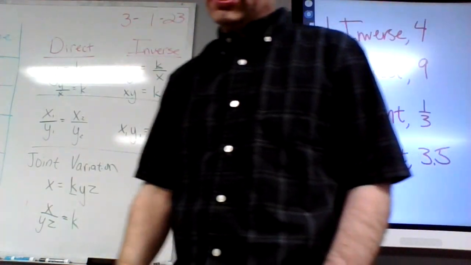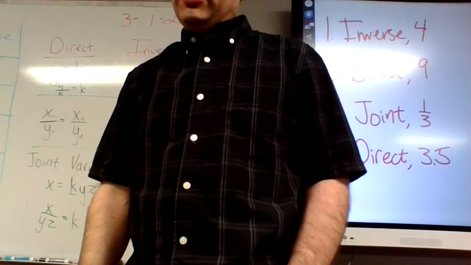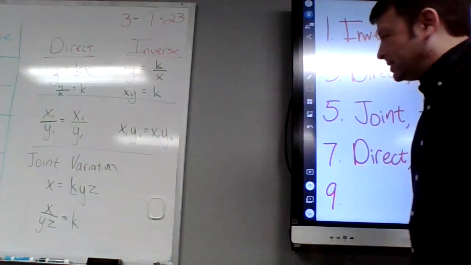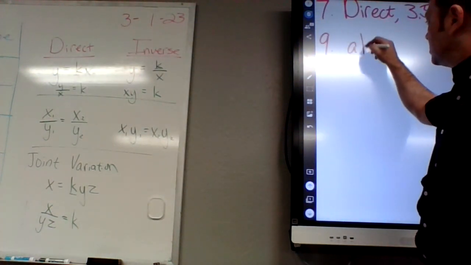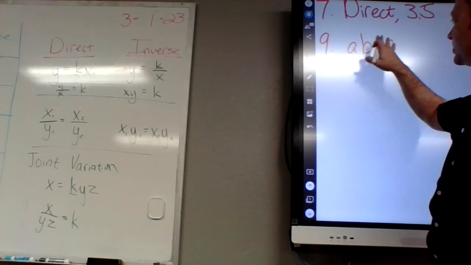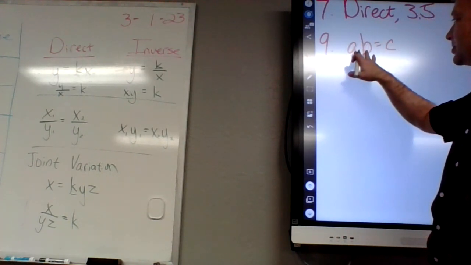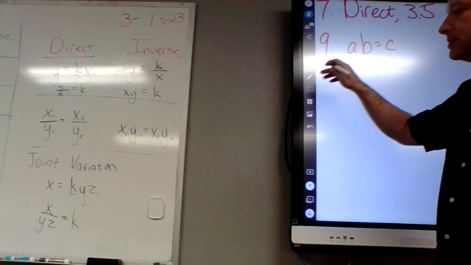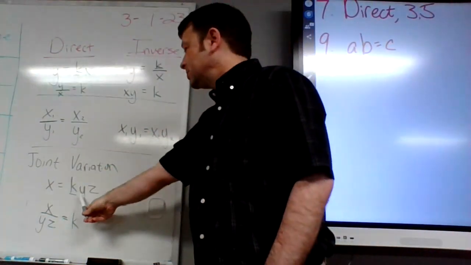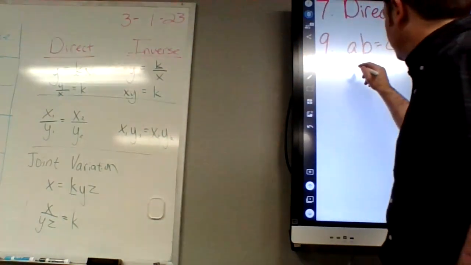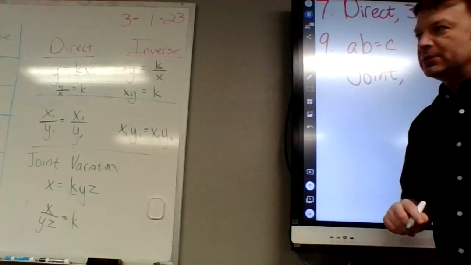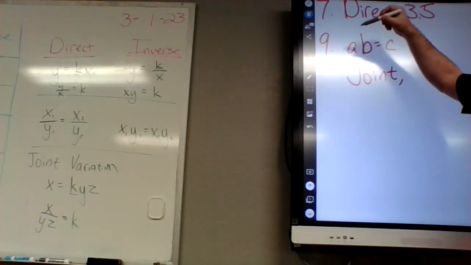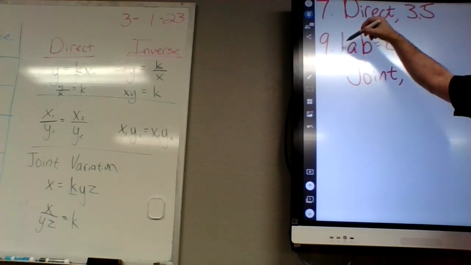Constant of variation. Number 9. AB equals C, kind of a trick question. Any bright ideas? Could it be direct or inverse? Okay, this variable is dependent on these 2 variables, so that would be a what? Joint. 3 variables basically. So joint, but what's the constant of variation? 1. Invisible 1, yes.